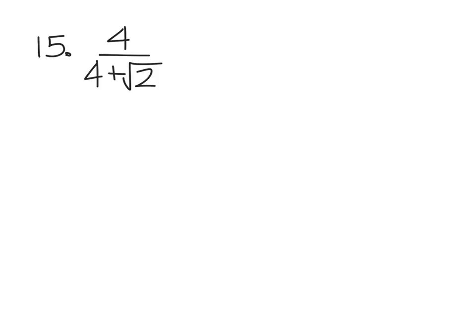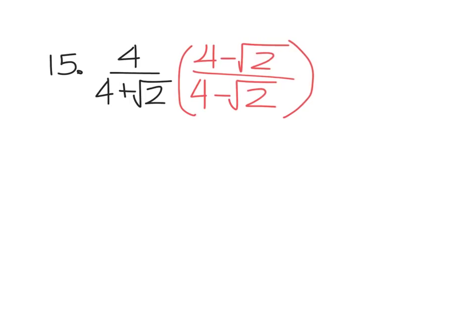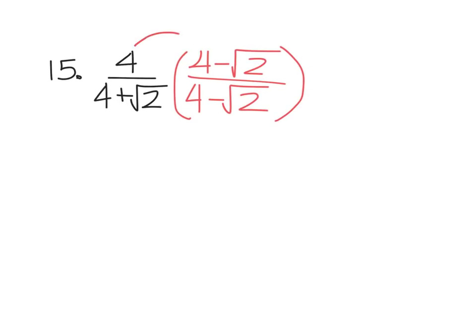Alright, and then the other type of example where we have a binomial in the denominator and we want to rationalize the denominator, what we need to do is multiply by the complex conjugate. We've heard those words before, we've seen this concept before. So what you would need to do is multiply the top and the bottom by 4 minus rad 2. So we multiply both the numerator and the denominator by the complex conjugate. Then on top, we need to distribute the 4 to both the 4 and the rad 2. So on top, we end up with 16 minus 4 rad 2.